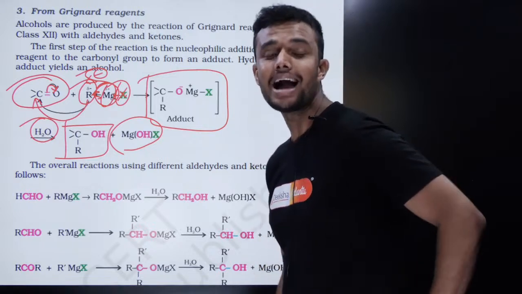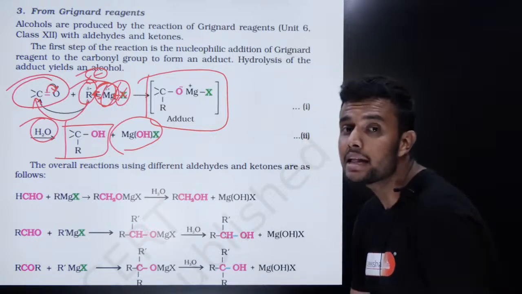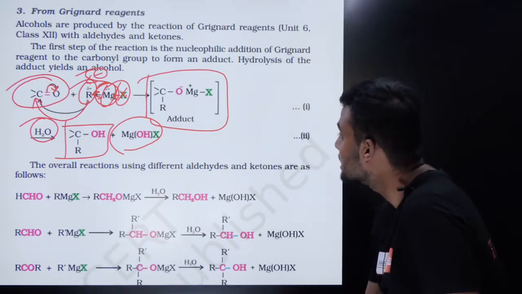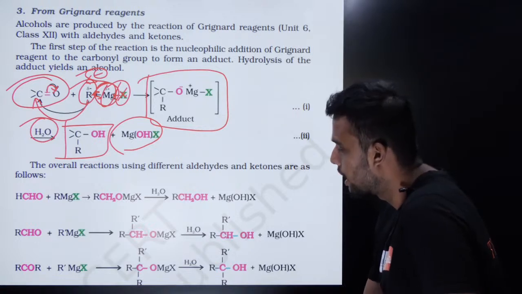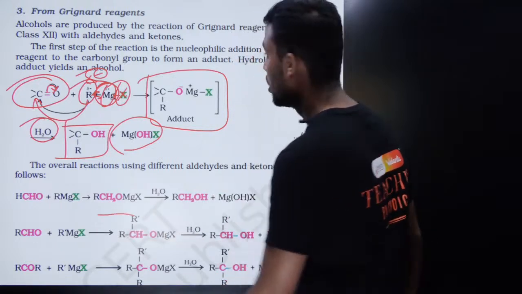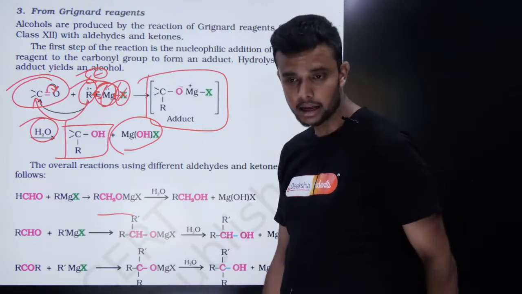First step, the aldehyde or ketone is reacted with Grignard reagent. After that the adduct is forming. After hydrolysis, we obtain alcohol. These are the examples, students. HCHO, the same thing is happening. Okay, my dear students, I hope it's clear.